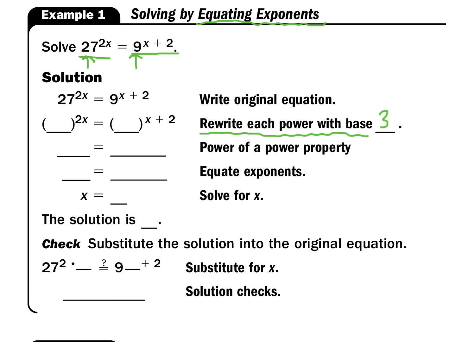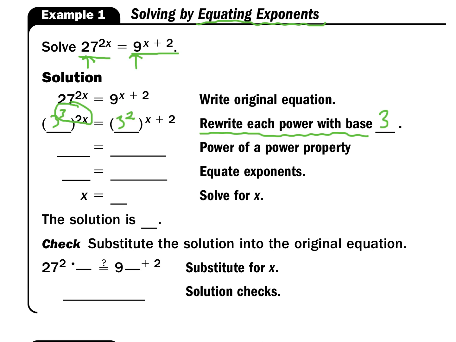So 27 is the same as 3 cubed, and 9 is the same as 3 squared, right? 3 cubed is 27, 3 times 3 times 3. 3 squared is 9, 3 times 3. So now I have to get my exponents together.